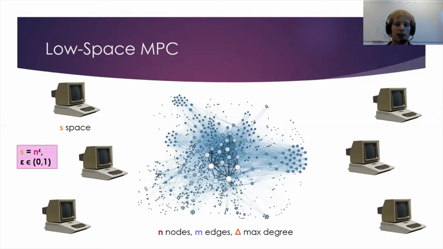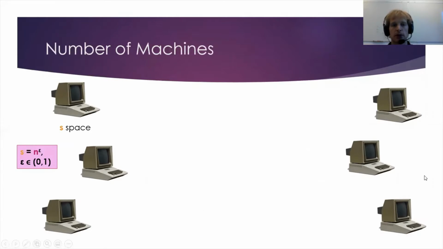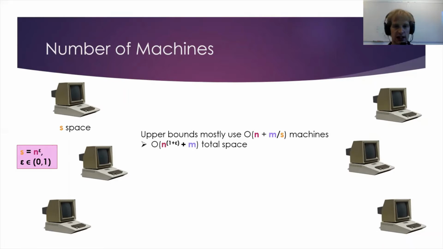The number of machines we're going to assume that we have depends on whether we're looking at upper or lower bounds. We want to make the strongest possible choices in both cases. With a couple of exceptions, the upper bounds in our paper use somewhere pretty close to the optimum. The minimum number of machines we could use would be enough that we can fit the entire input into their total space. By total space, I just mean summing up the S space over all the machines. So the minimum would be n plus m total space. Most of our upper bounds use n to the 1 plus epsilon plus m total space or lower, which is pretty close to optimal.